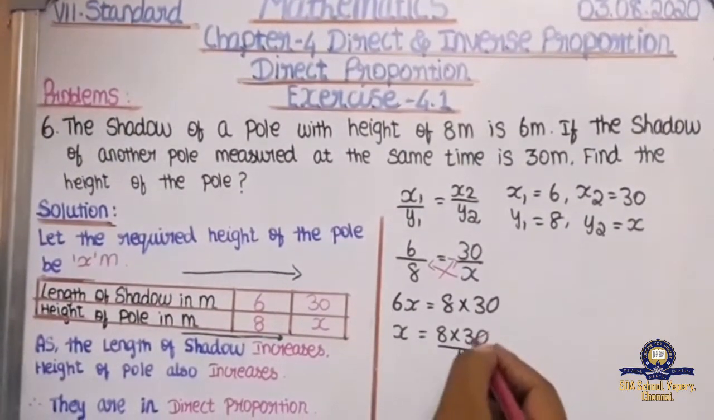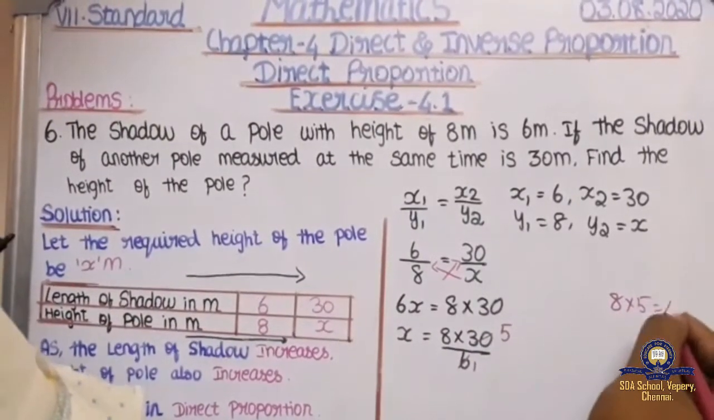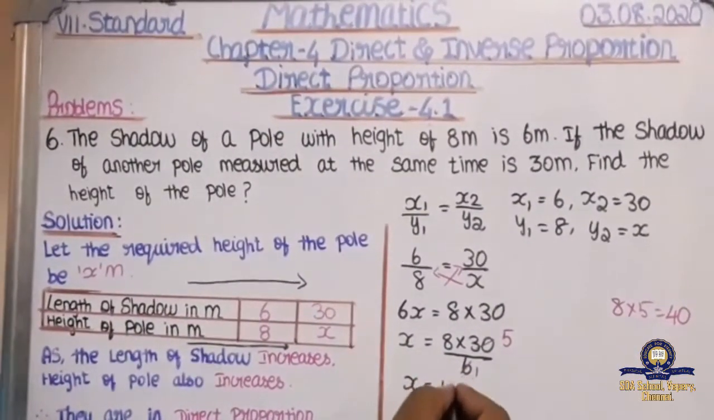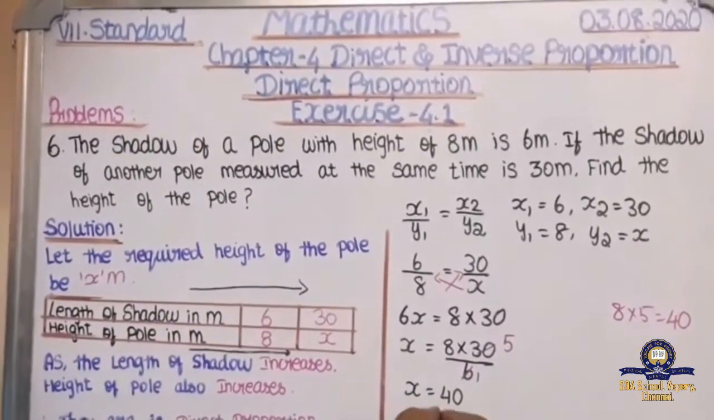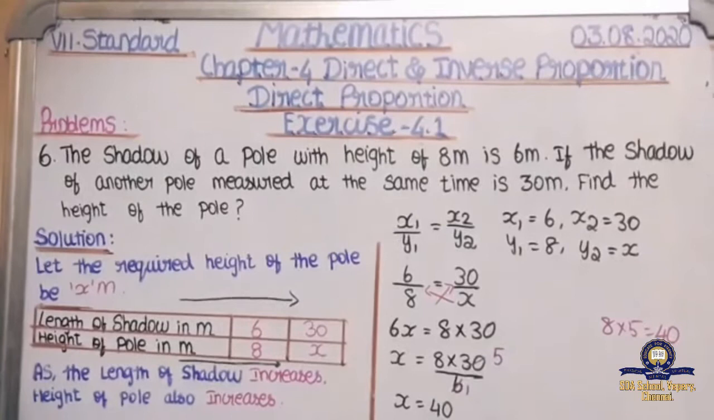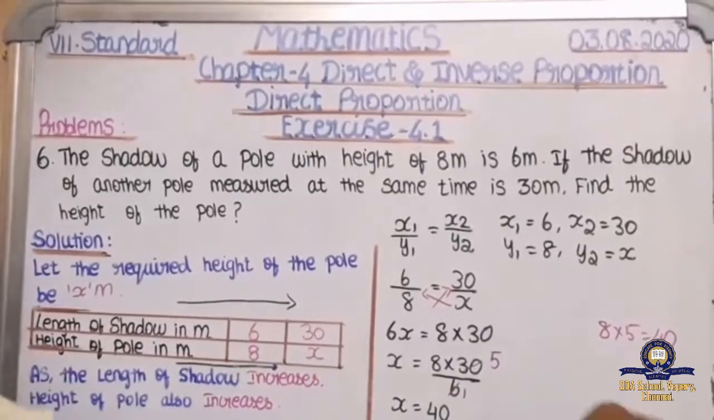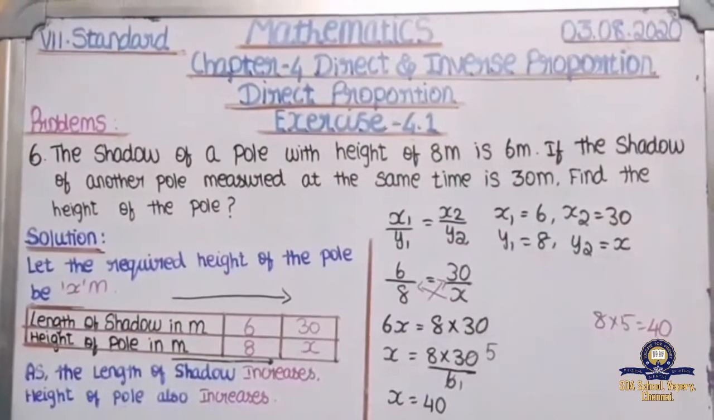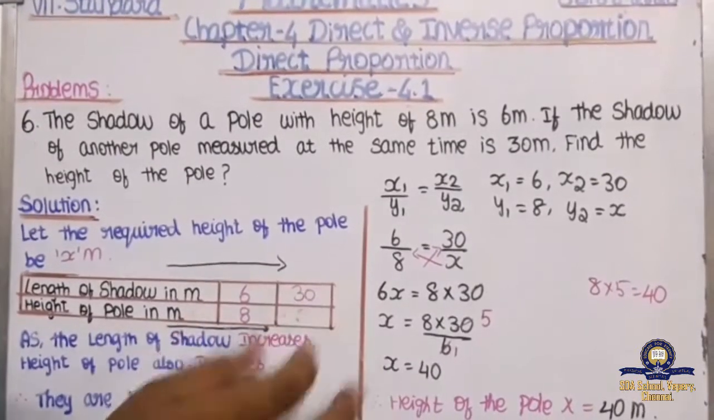Now, we need to cancel the value. 1 6 is 6 and 5 6 are 30. Therefore, 8 5s are 40. So, we get the answer that x is equal to 40. From this, we can say that the height of the pole x is equal to 40 meter. Here they denote all in meters, so here we need to put 40 meter. Hence we find the answer.